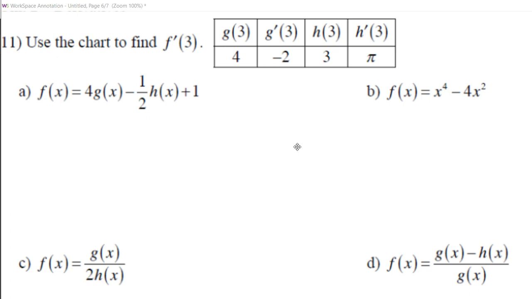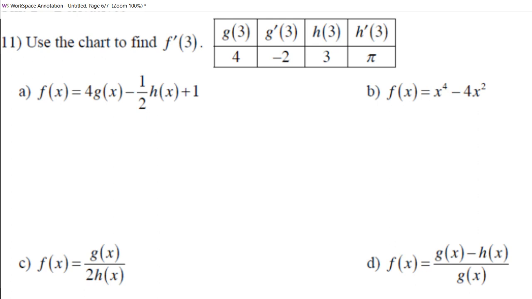In this video, we're going to work on taking derivatives with given values from a chart, and we'll work on taking the derivatives more than once. But first, we'll start with taking the derivatives when the values of the numbers that you want are given by a chart. So let's take a look.